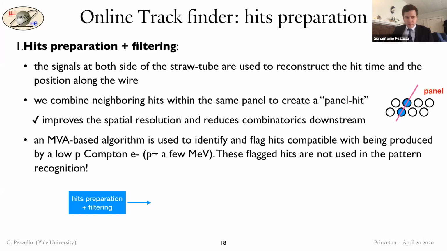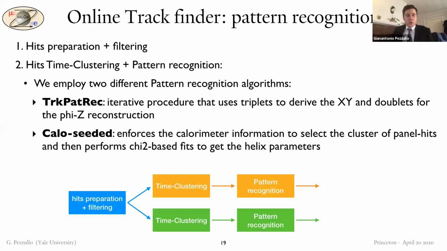And secondly, once we have all these panel hits, we try to identify the group of panel hits which is compatible with being produced by low momentum Compton electrons that are produced inside the tracker. And this is fairly important because once we flag these hits, these are not used in the pattern recognition stage, which is the next stage. And in this way, we avoid eventual confusion that these low energy electrons may create inside the chamber. So then, for the pattern recognition, we actually use 2 different algorithms.